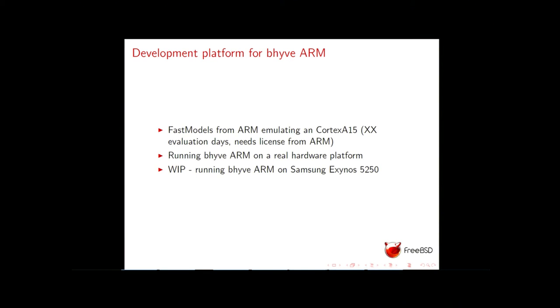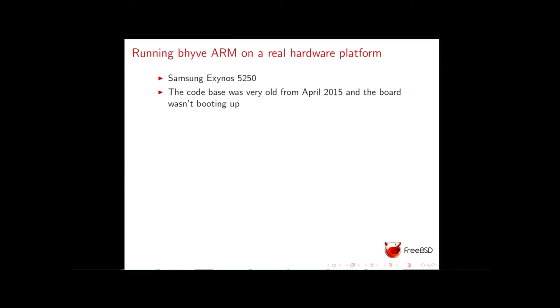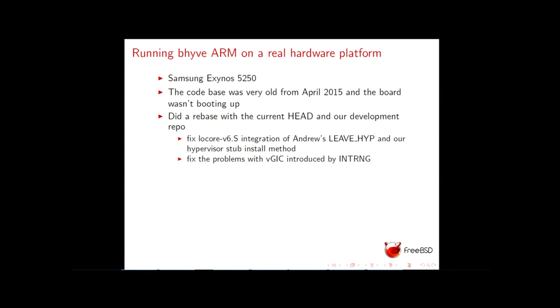Further, we wanted to run bhyve on a real hardware platform. I had an Exynos 5250. It's a Cortex-A15 board, so it matched the emulated one. We first ran KVM on this to make sure that the board was okay and had the HYP mode enabled and so on. And then we tried to run our code.